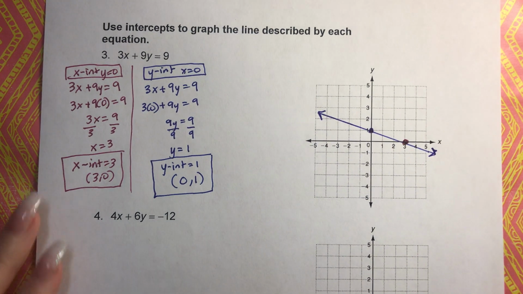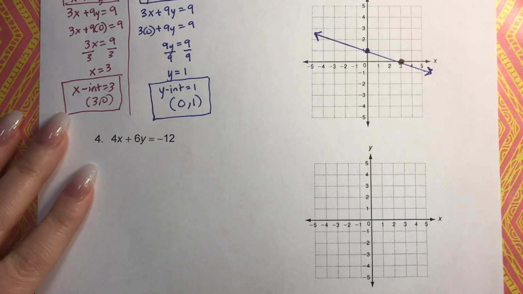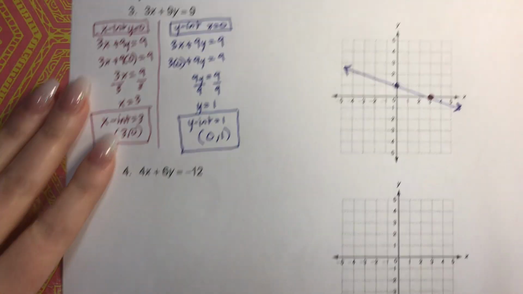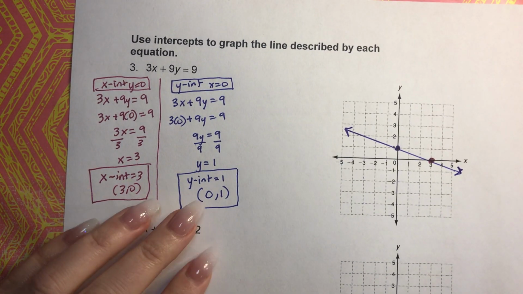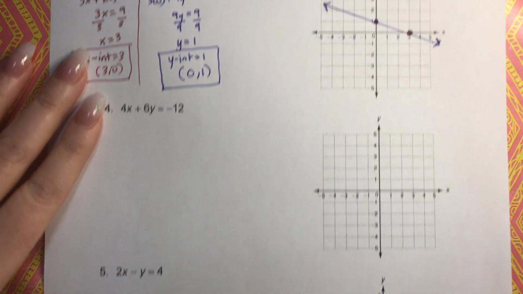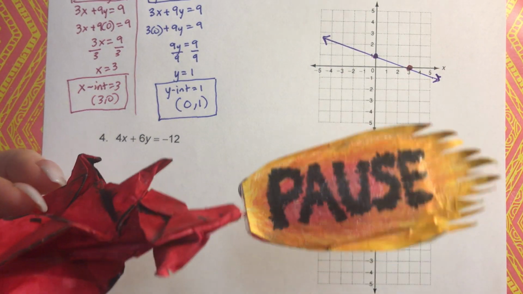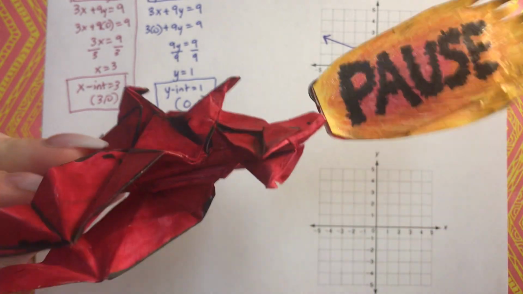So now it is your turn, my friend. I want you to try this same process for 4 and 5. Make sure you show your work exactly like I do here. Oh, here's my friend, the pause dragon, to remind you to pause your device. Go ahead and work out those 2 problems. When you get done, press play and we'll go over them together. All right, see you in a bit.